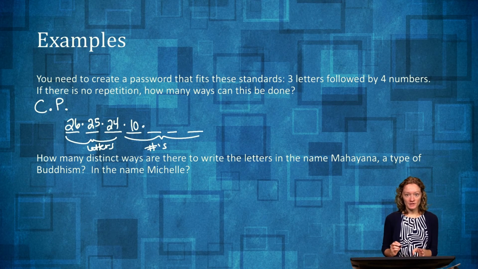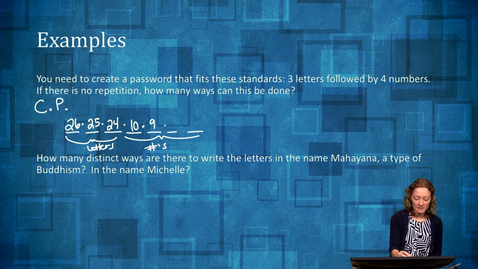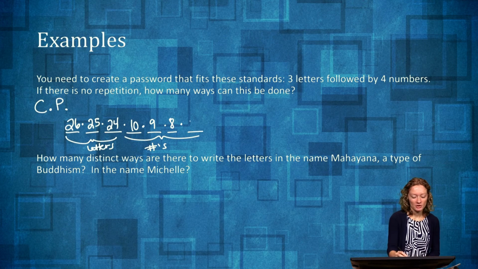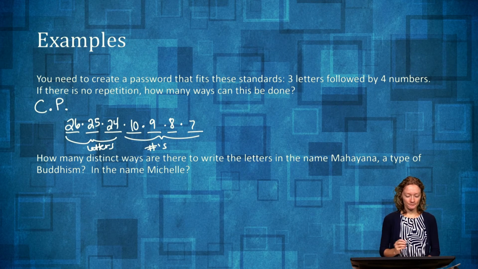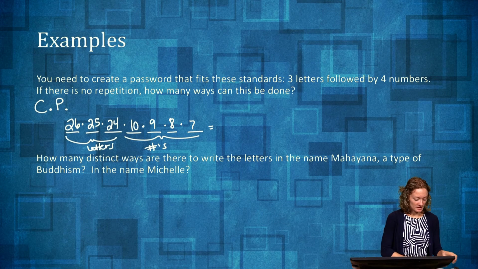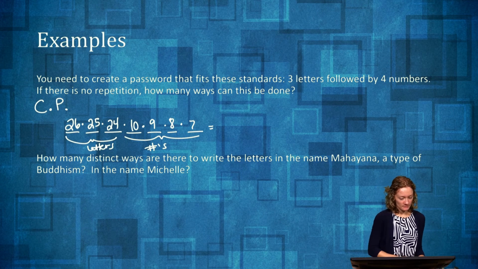After we choose our first number, one of those digits is gone, so there's only 9 options. Then 2 of the digits are gone, so there's only 8 options. 3 of the digits are gone, there's only 7 options. So multiply these straight across.